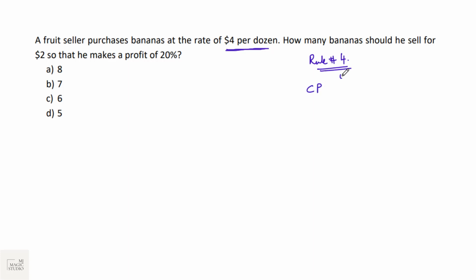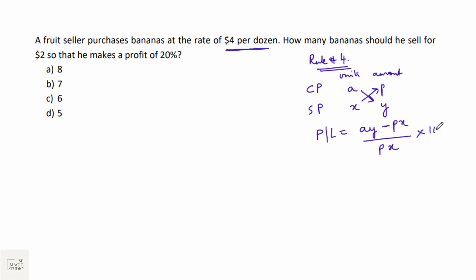That is CP of units and amount. If CP of A units is P and if SP of X units is Y, then profit or loss is simply given by principal diagonal, that is A into Y, minus secondary diagonal, that is P into X, divided by PX into 100. As simple as that. We should use this rule in this kind of question.